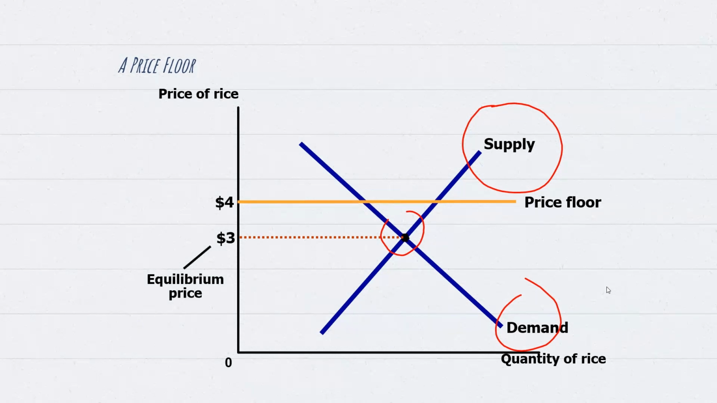So perhaps the best known example for the price floor is the minimum wage, right? So the minimum wage is based on the view that someone working full time should be able to afford a basic standard of living.